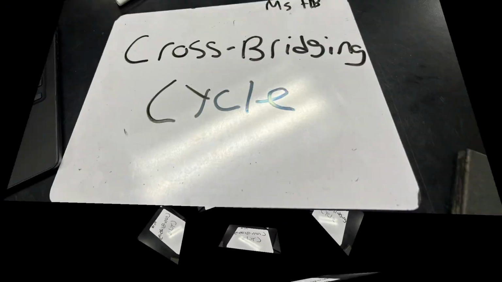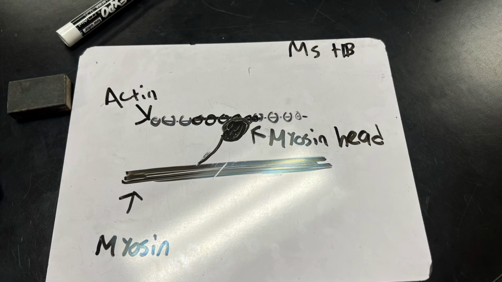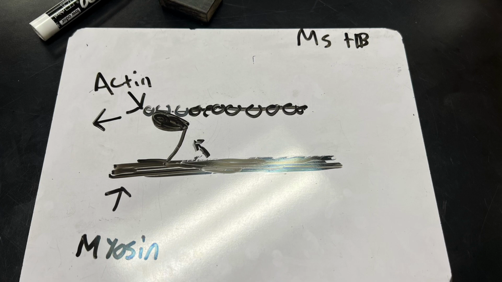With the binding sites on actin now exposed, the energized myosin heads attach to actin, forming what's called a cross bridge. This connection marks the very start of the muscle contraction. Once the cross bridge is formed, the myosin head pivots in a powerful movement known as the power stroke. This pulls the actin filament towards the center of the sarcomere, causing the muscle to shorten.